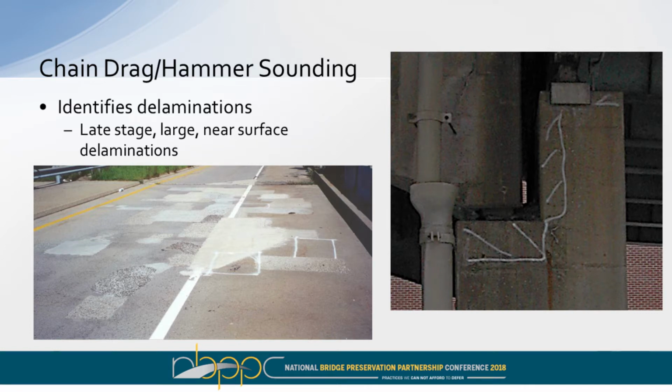So that's important to understand. While chain drag is extremely effective at finding these and quick, the delamination that you find is very late stage. So there is other incipient deterioration occurring beyond what you can find with chain drag. Because when you chain over these spots, you're hearing it, so it has to be in the audible range for you to hear it. That noise that you've created is effectively the vibration of the delam based on the chain. And it has to be kind of large and near surface for you to be able to hear that.